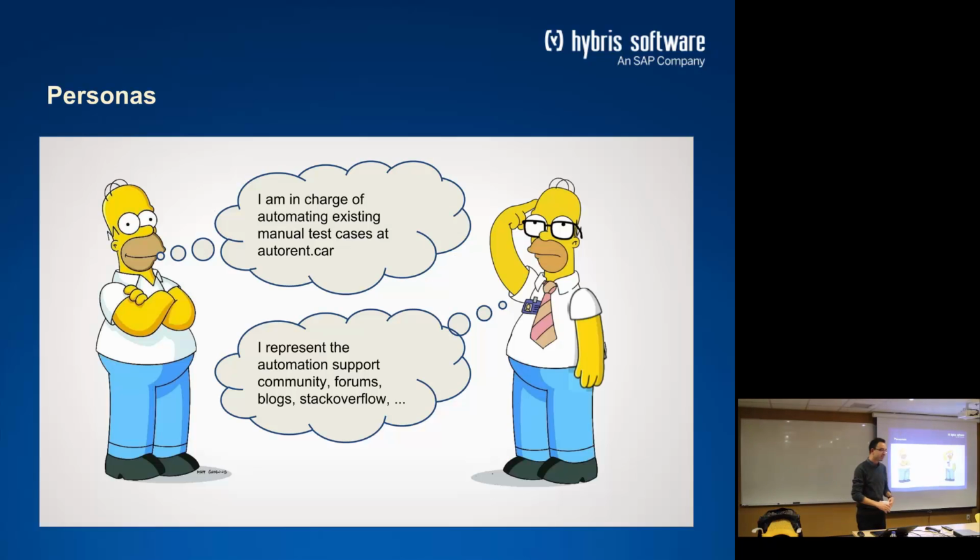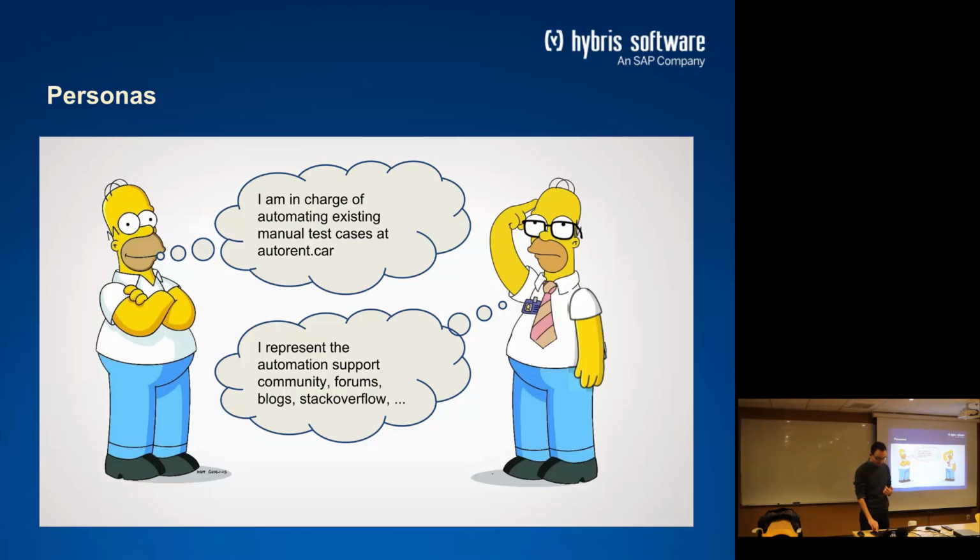So we have two personas. One is on the left-hand side, Homer. He's not working at the nuclear plant anymore. So he's working at a company. The name of the company is autorent.car. So basically, it's like an enterprise. You can go to the site, you can pick up the car, you can search for the car that you like, and he's in charge of automating the tests that they have. So he's somebody like me.